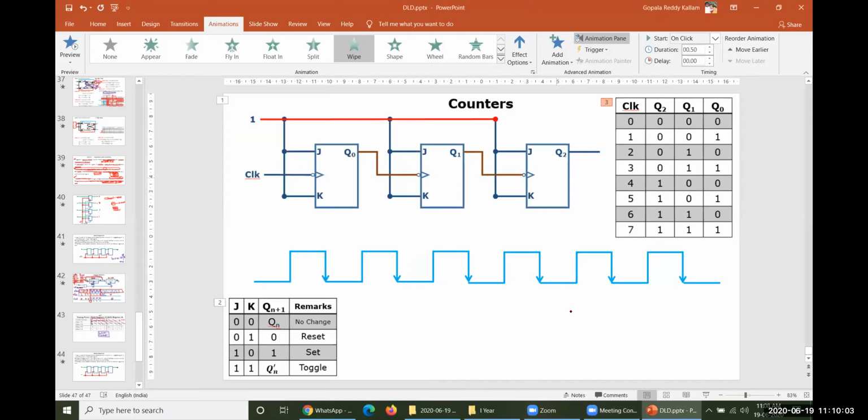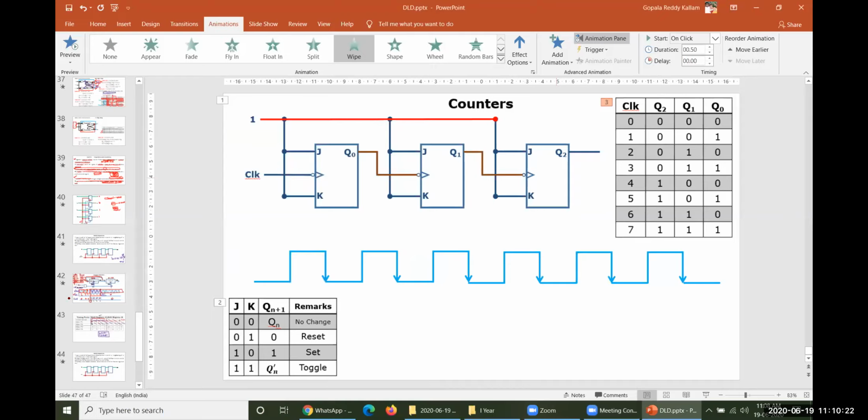Whatever the counter may be, ripple, synchronous or asynchronous, it could perform two different types of operations. One is up counter and second one is down counter. These are the two things which we have to identify.